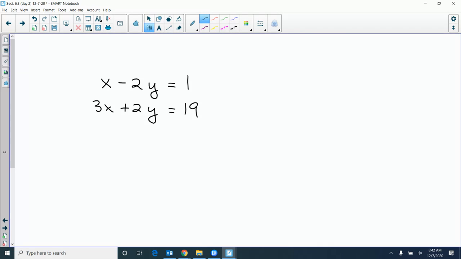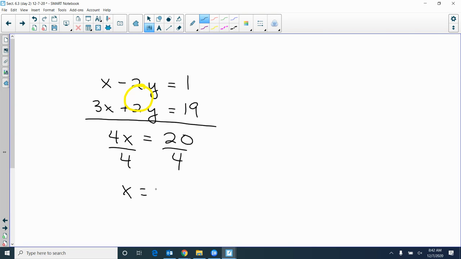This one here is what we call elimination. 4x is equal to 20. Because if you have this lined up, if we can get something to add up to 0, we can add these together and it stays equal. So like Jordan said, x plus 3x is 4x. Negative 2y plus 2y is 0, equals 1 plus 19, which is 20. I divide by 4, I get x equals 5.